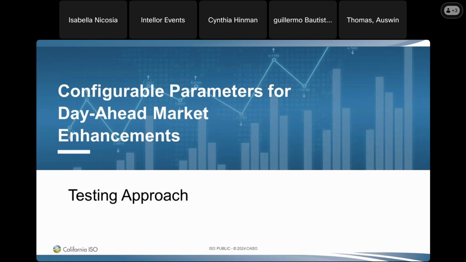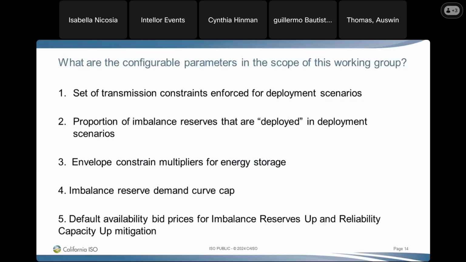So there are 5 configurable parameters in the scope of this working group effort. The 5 are listed here on the screen. I'll go over them in detail in each slide. So the first one is the set of transmission constraints enforced for the deployment scenarios. Then we have the proportion of the imbalance reserves that are deployed in the scenarios, the envelope constraint multipliers for energy storage, imbalance reserve demand curve cap, and default availability bid prices for imbalance reserves up and reliability capacity up mitigation.